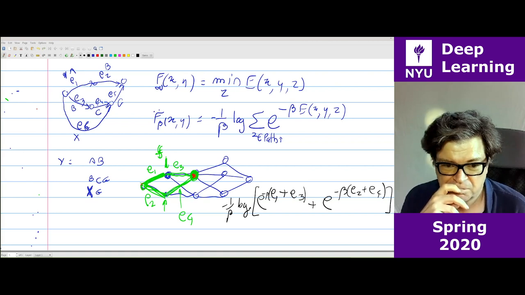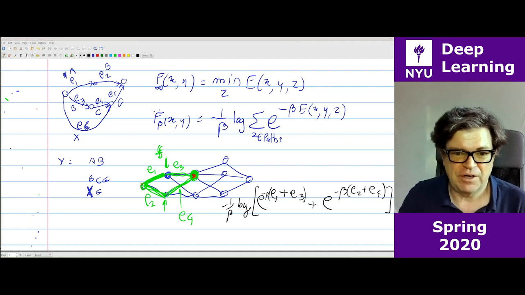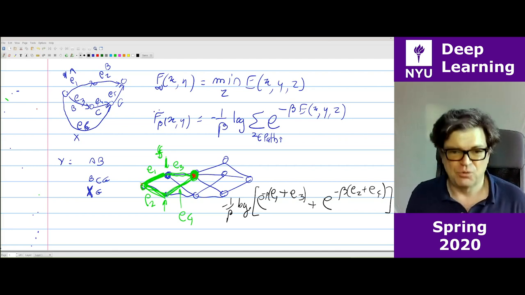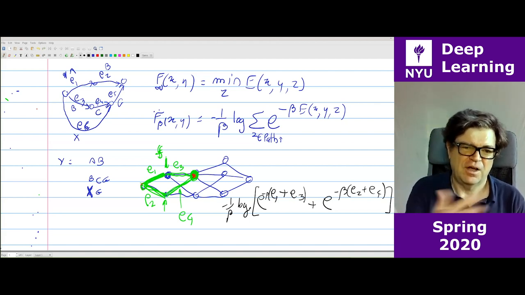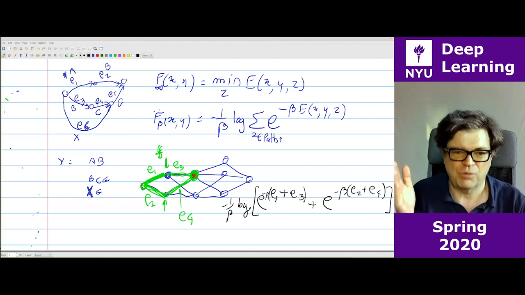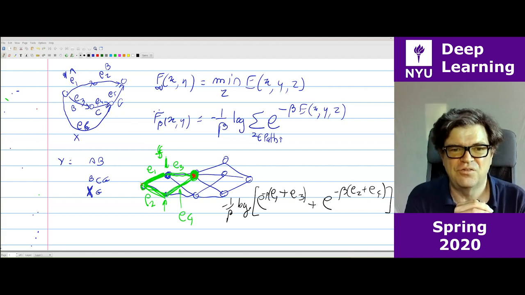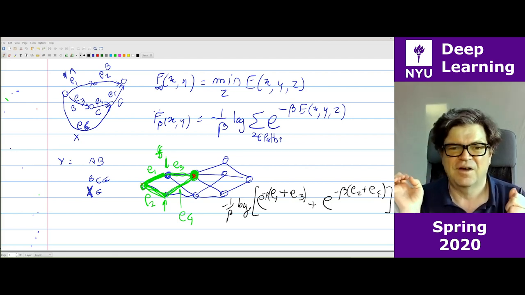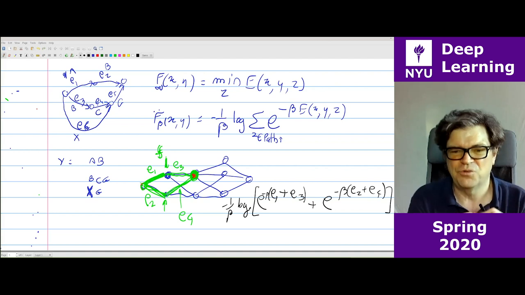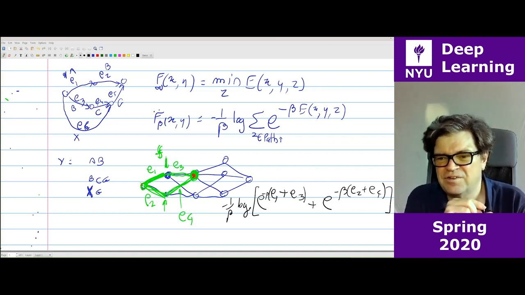So how is E1 calculated? Whatever comes out of your energy. Each of those graphs represents possible interpretations. Each node in the graph has an energy. A complete energy of the function, which is F of x, y for a particular y and a particular z following a path, is E of x, y, z. Now what you want to compute is the log of the sum of e to the minus E of x, y, z, which is the marginalization over all the paths. So it's basically combining the cost of all the paths in a soft minimum way.